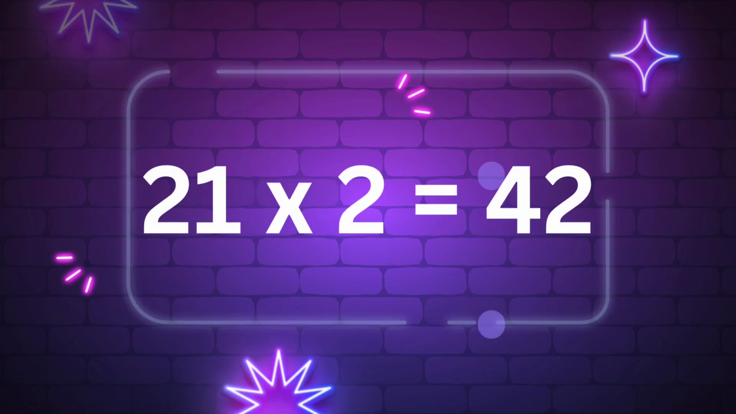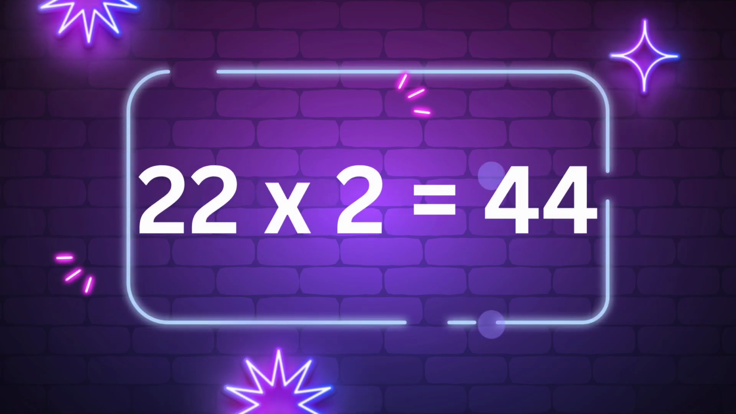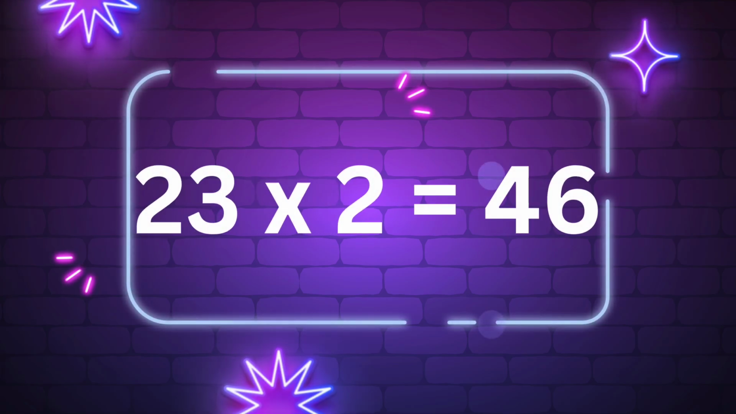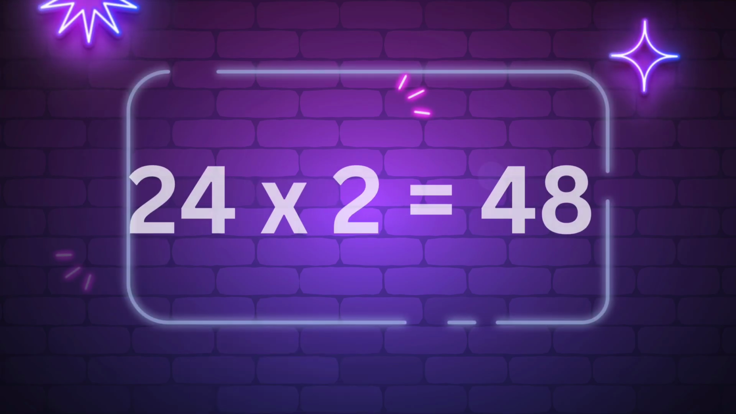20 times 2 is 40. 21 times 2 is 42. 22 times 2 is 44. 23 times 2 is 46. 24 times 2 is 48.